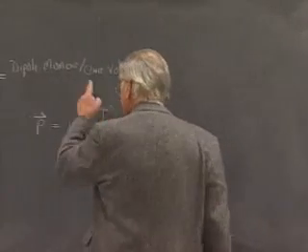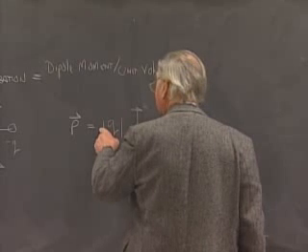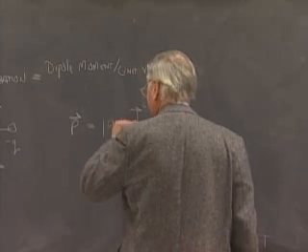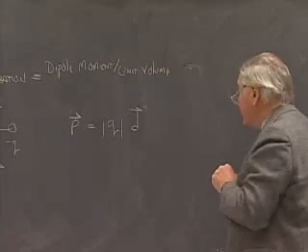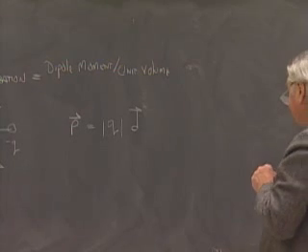Now, polarization, dipole moment per unit volume, is just going to be the dipole moment of one dipole pair times the number of them per unit volume. And that will be a macroscopic measure of polarization.